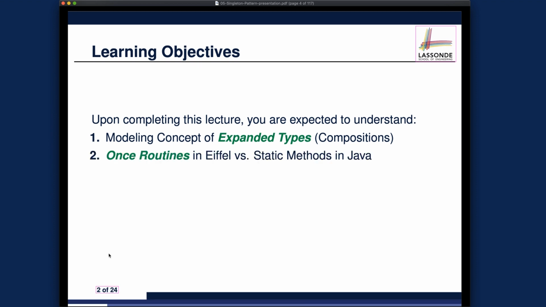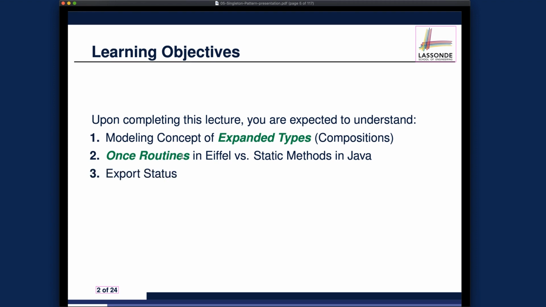Number two, we'll talk about static methods in Java. Static methods may not be the best way to achieve a single instance in your system. But we're going to introduce a new concept called once routine, which is actually in Eiffel. We compare these two programming constructs in two languages and see the pros and cons using a design principle, namely cohesion. We'll get there.